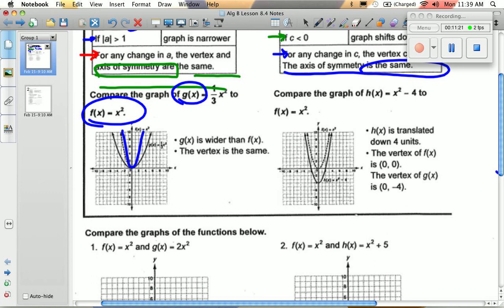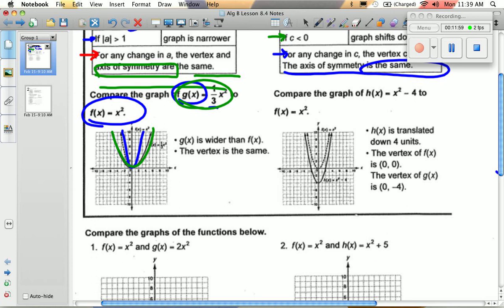And because a was 1/3, is that a positive or a negative, first of all? Positive, so it's going to open up just like the parent function does. And then because it's a 1/3, because it's between 0 and 1, should it get fatter or skinnier? Fatter, because 1/3 is between 0 and 1, isn't it? So it should get fatter, and notice it did. It got wider. So here's our g of x equals 1/3 x squared, the one that I have in green.